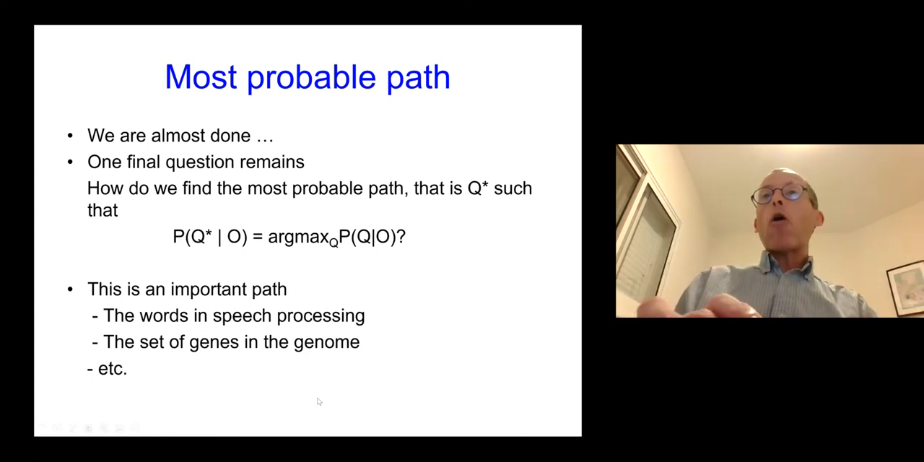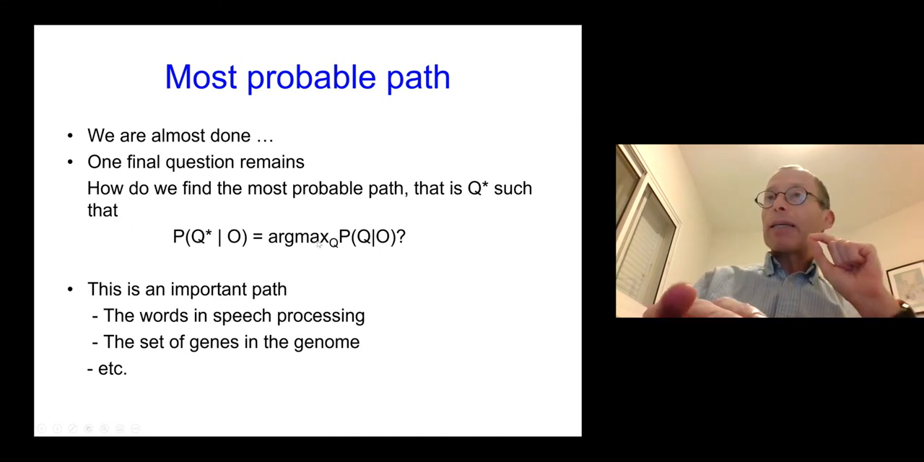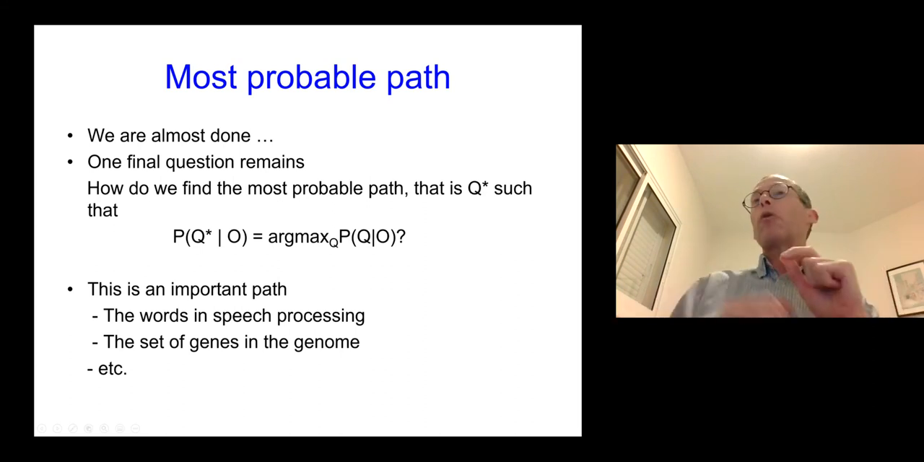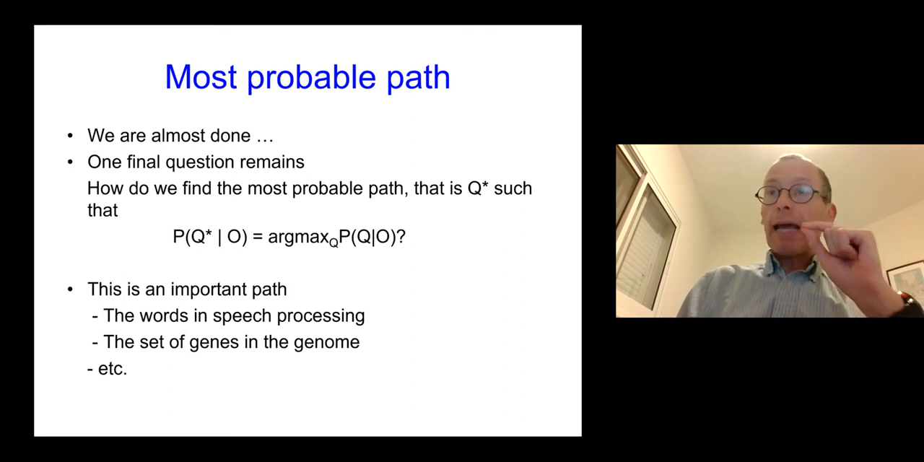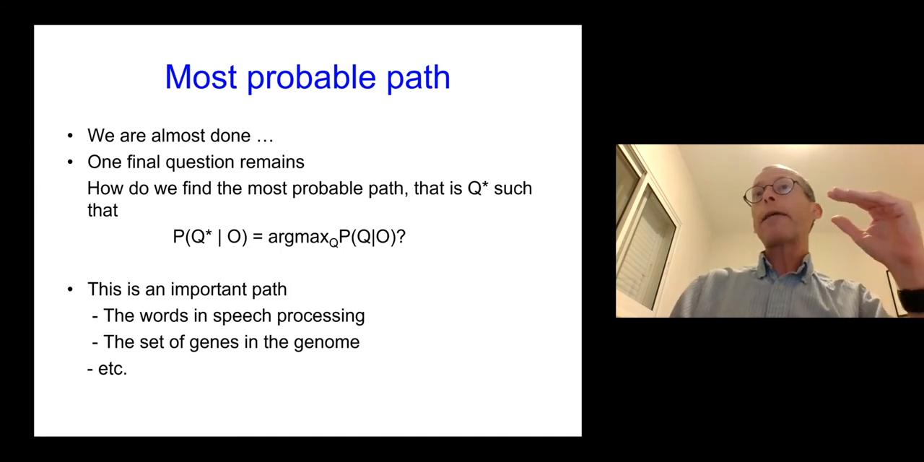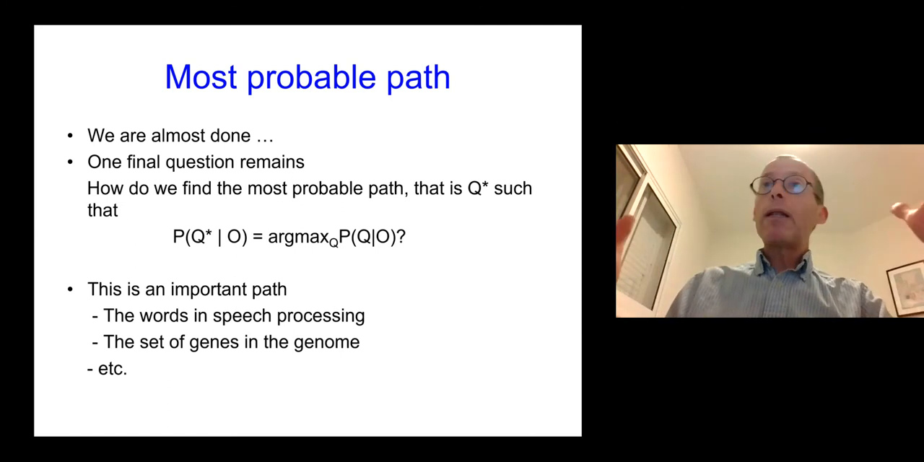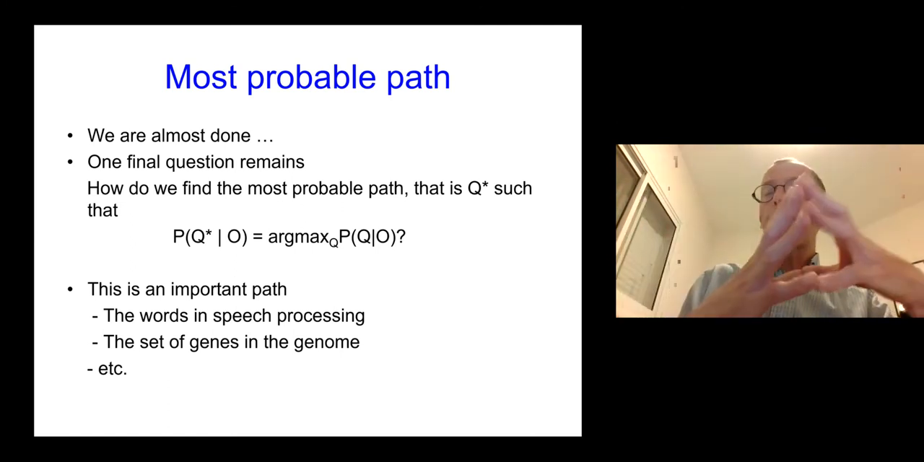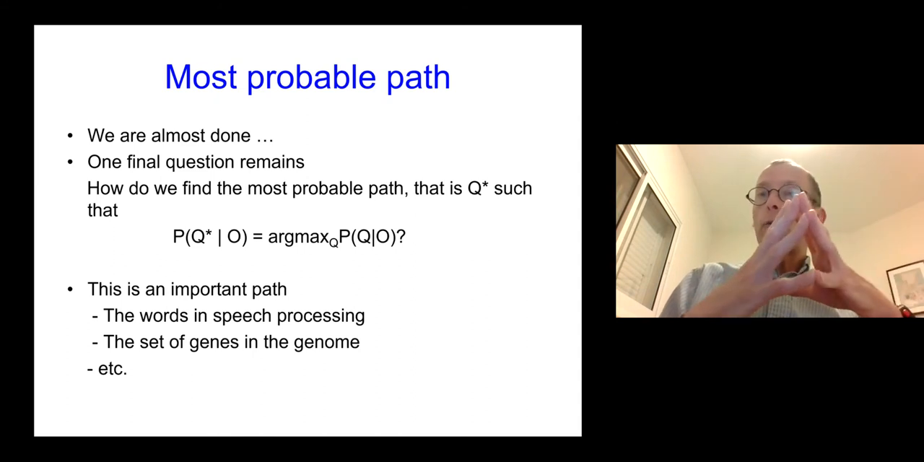I should say one thing that you should know: this is why this is an argmax and not a max. There could be multiple states that have the same probability, which is the maximum. So there's no guarantee that it's going to be only one. The algorithm we'll give now will give you, if there are ties, only one of them.